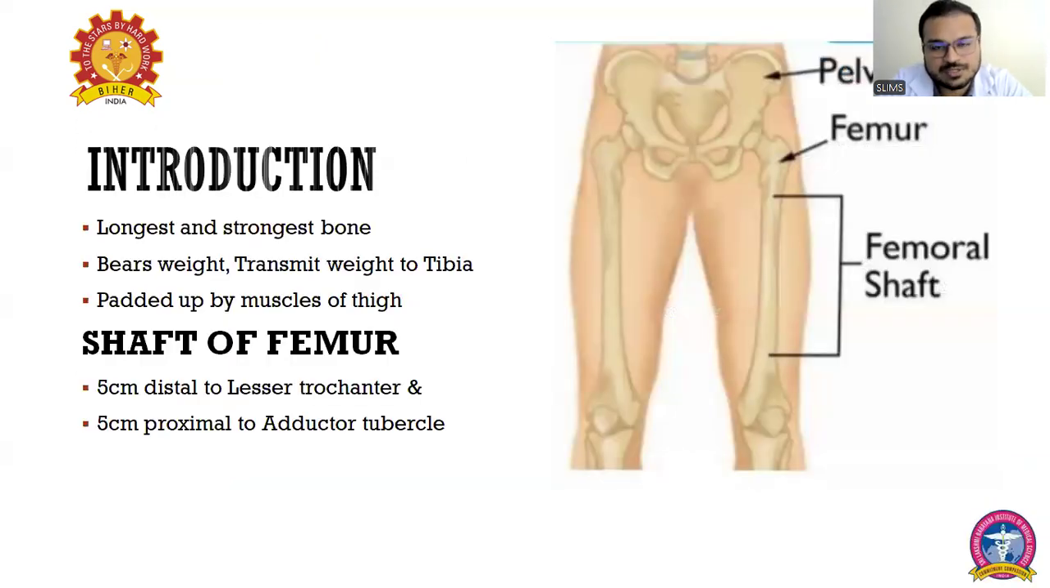Introduction about the femur bone. It is the longest and the strongest bone in the body. It bears weight, transmits weight to the tibia, and it's padded up by muscles of the thigh. And confined to the shaft of femur, it is 5 centimeter distal to the lesser trochanter and 5 centimeter proximal to the adductor tubercle.